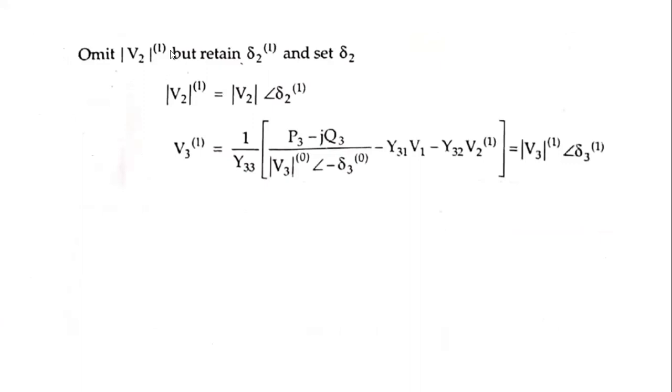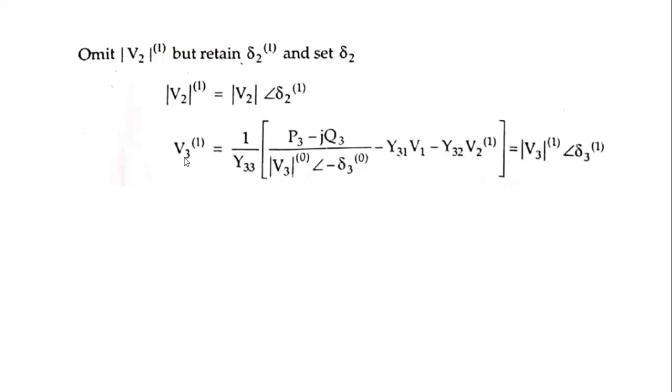V2 of 1 returns to delta 2 of 1 and gets set. Therefore, V2 of 1 is equal to V2 at an angle of delta 2 of 1.